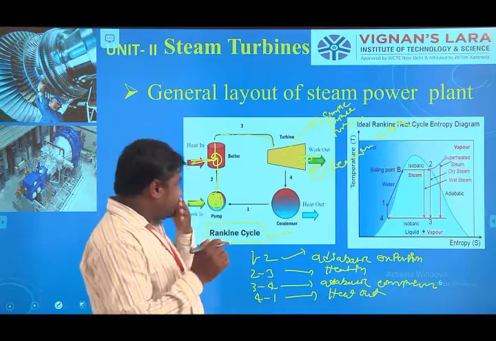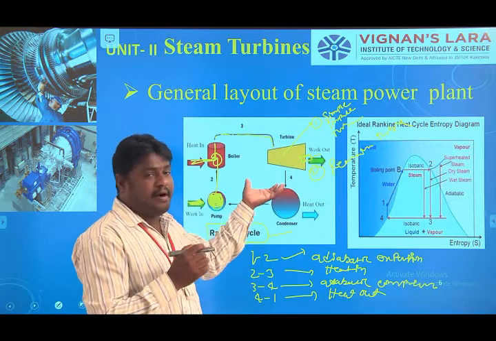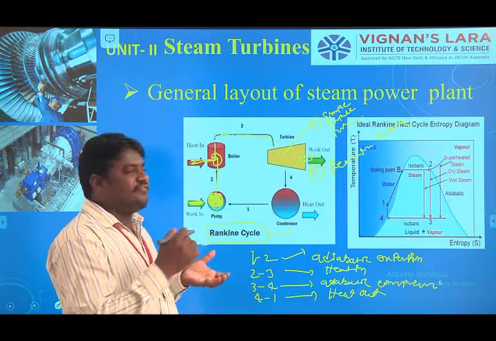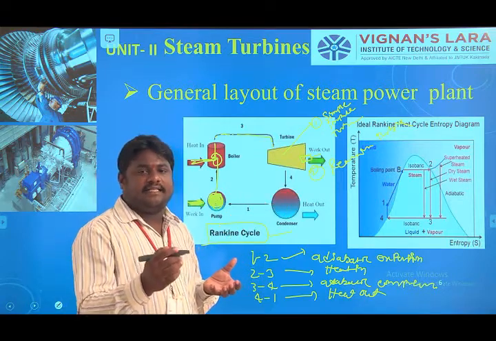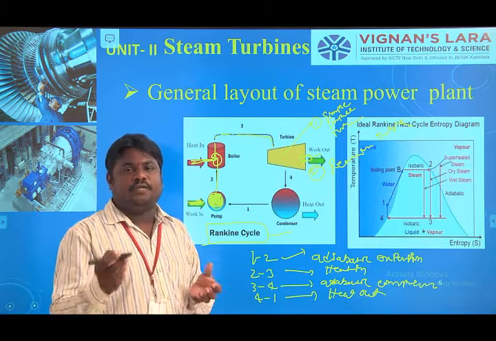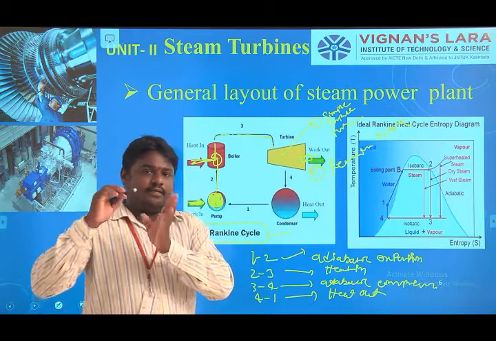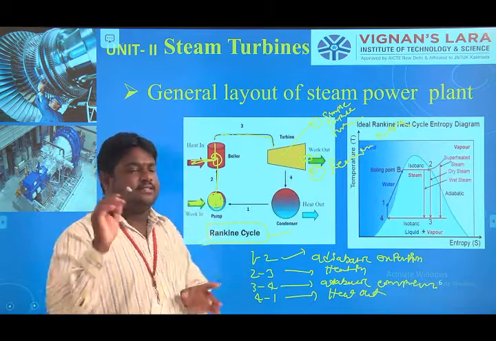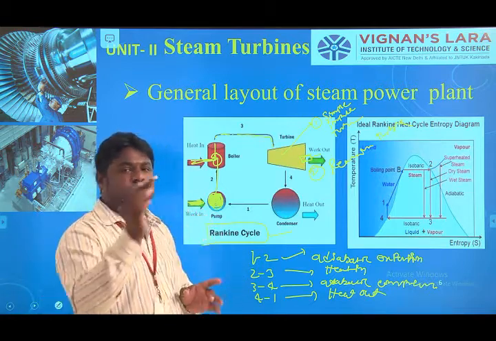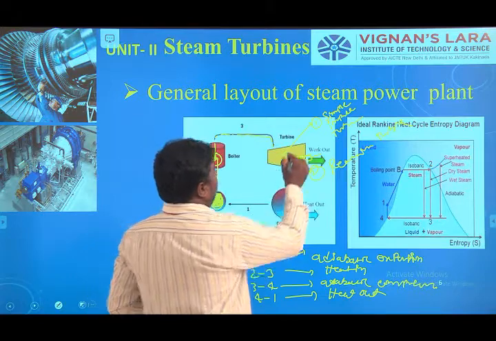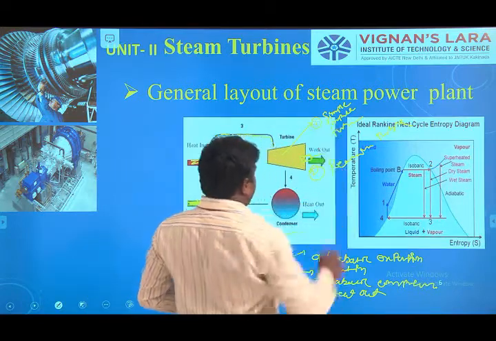So here there is power and a magnetic field, and power will be produced. That power will be transferred to the transformer. The transformer will send it to wherever we want to supply power. This is the main thing of the systematic layout of a power plant.